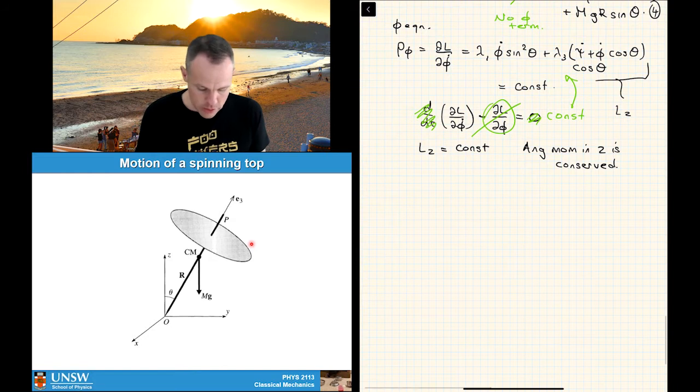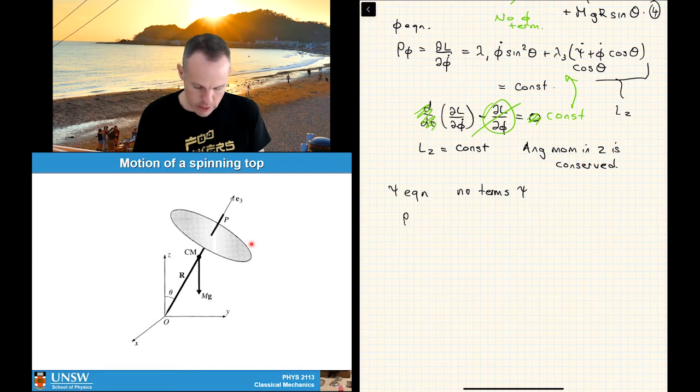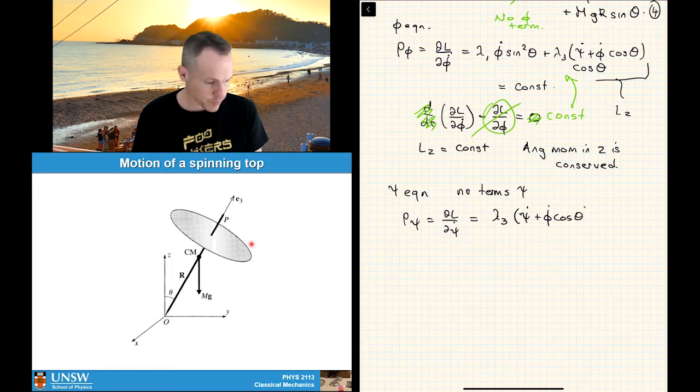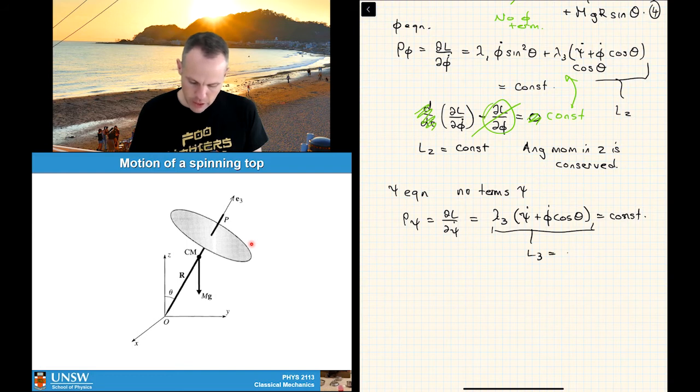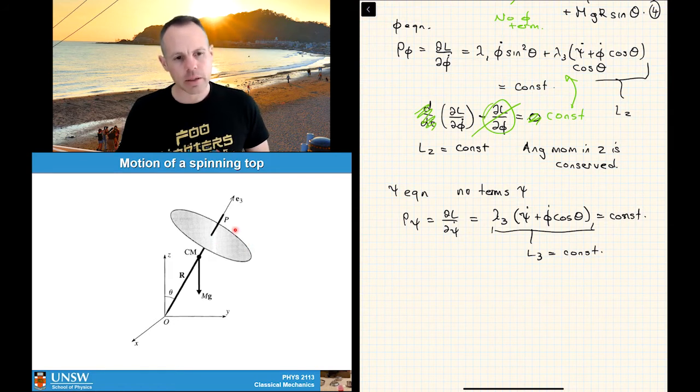Okay, and then we can do the similar thing for our psi equation. We know there's no terms in psi, so we can go direct to just considering p psi, which is just dL on d psi dot. And of course, it comes out to be something even easier. It's lambda 3 (psi dot plus phi dot cos theta). And that will be equal to a constant as well, right? Very similar approach. And basically what this says, this thing here is my L3, so L3 is constant, or my L3 is conserved, okay? So what I'm really saying here is that my angular momentum about this 3 direction is conserved, and my angular momentum around this Z direction is conserved, right?